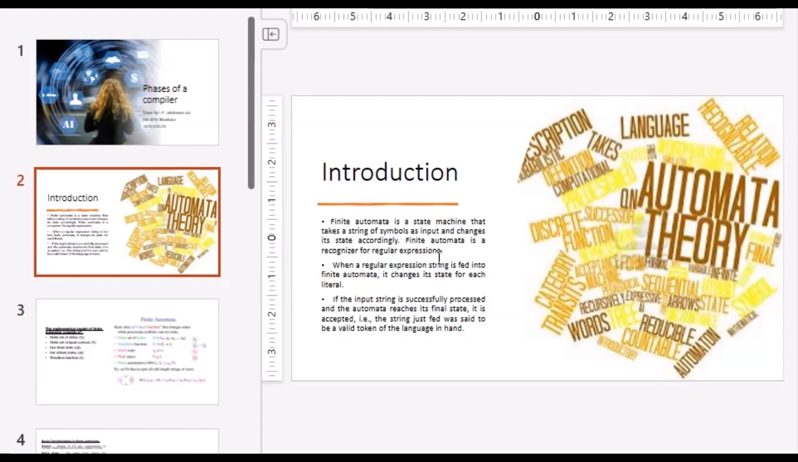So basically, finite automata is a machine that accepts a stream of characters or strings as input and converts it into a machine understandable language. When a regular expression string is fed into the finite automata, it changes its states for each letter. So basically, the string of characters can be traversed among various states, and it can be fed as input to the machine. If the input string is successfully processed, then the automata reaches its final state. It is accepted. That is, the string just fed is said to be a valid token of the language in hand.